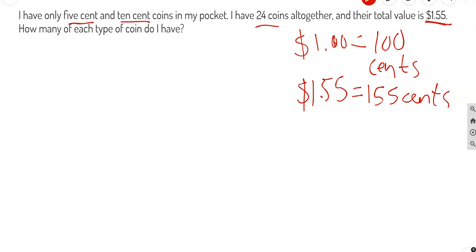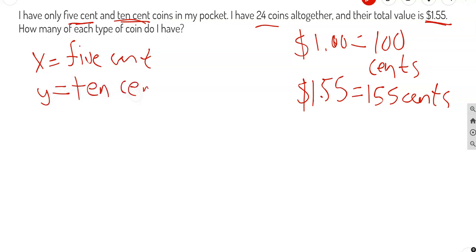So remember, step one is finding the two unknowns, our x and our y. We have 5-cent coins we don't know about how many there are, and we have 10-cent coins that we don't know how many are in that guy's pocket. So that's our x and our y. So let's have x equals 5-cent coins, and y equals 10-cent coins. 10 cent, like the Chinese company.